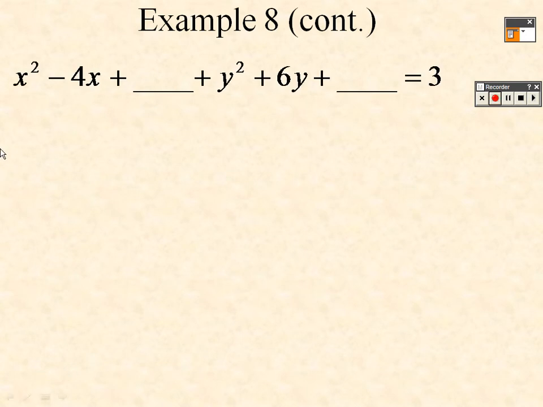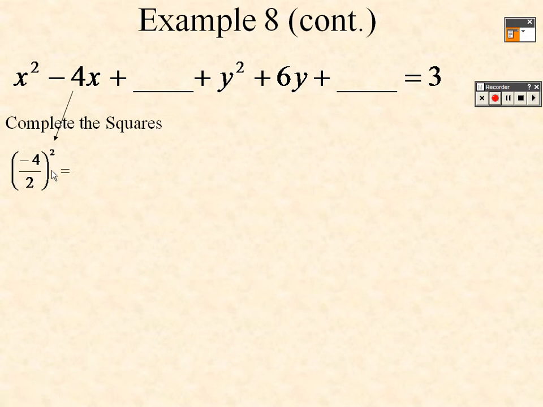Taking a look, this is what I have. This and this, I have my spaces. So if you remember completing the squares, it's b over 2 squared. So it's negative 4 over 2, which is negative 2. Negative 2 squared is 4. So I take a 4 and I add it over here. And that means I also have to add a 4 over here.